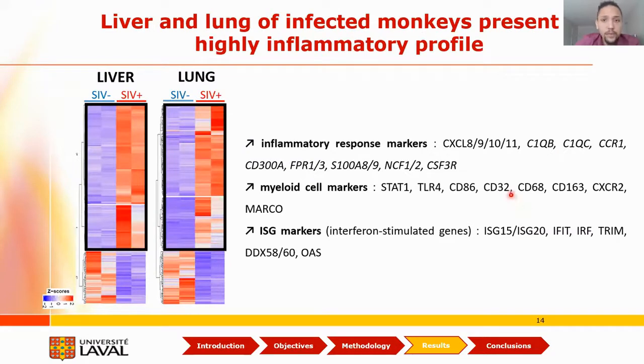We next performed deep mRNA sequencing of liver and lung tissues of 2 infected monkeys compared to 2 naive monkeys. And our results demonstrated that both infected tissues show a highly inflammatory profile with an increase of inflammatory response markers, an increase of myeloid cell markers, as well as interferon-stimulated genes markers consistent with viral replication.